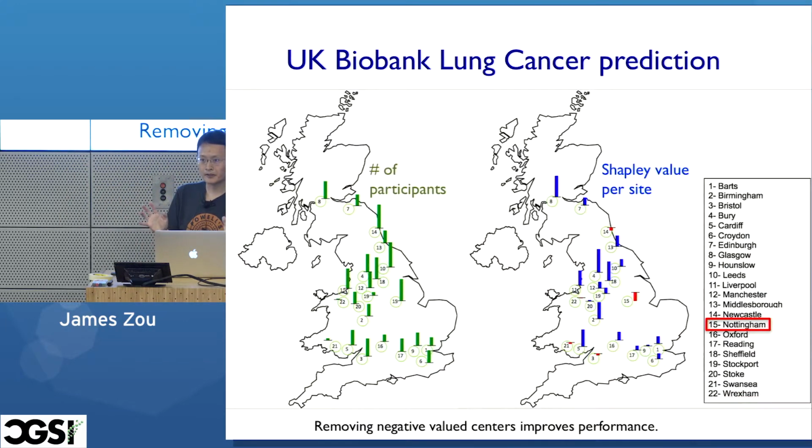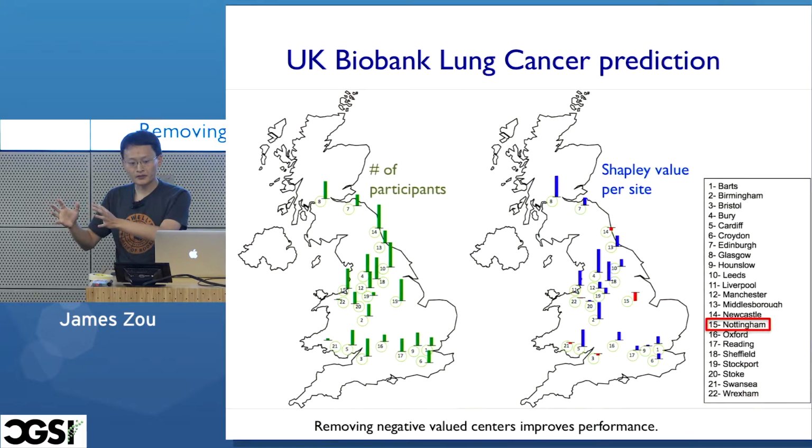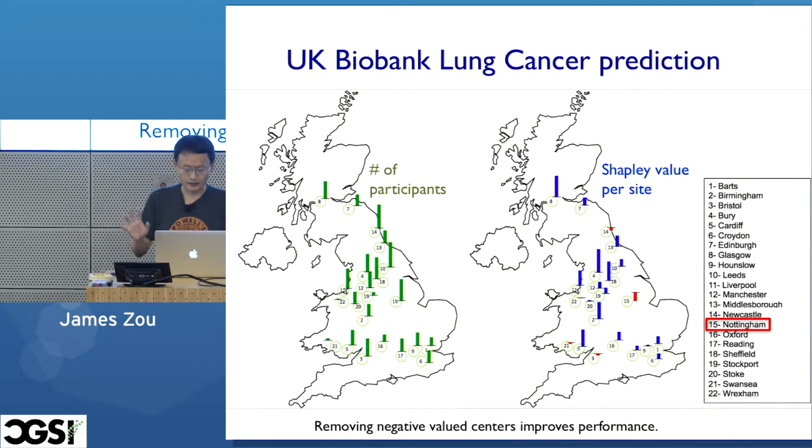OK, so basically we want to figure out how it happens that this particular location's data can be so negative and harm the performance of the model. Maybe the first hypothesis you might have is that the data there is somehow noisier. Is there some technical effect? That turns out not to be the case, to the best of our ability to tell. The data there, by standard QC metrics, is actually quite high quality.